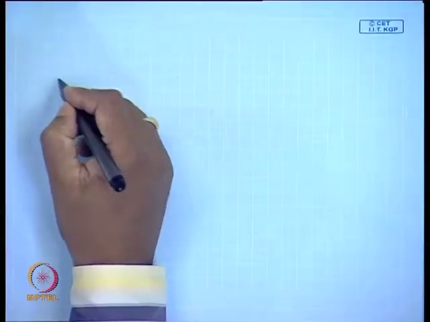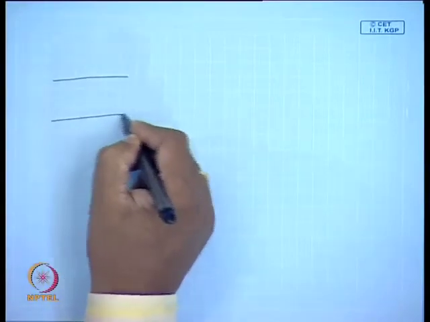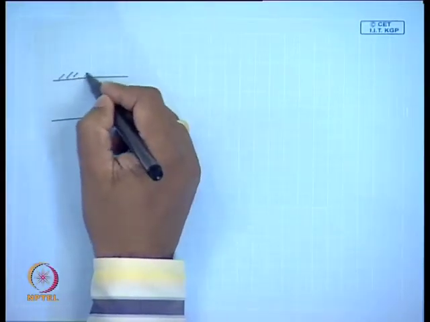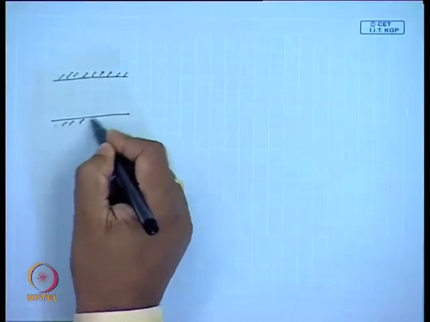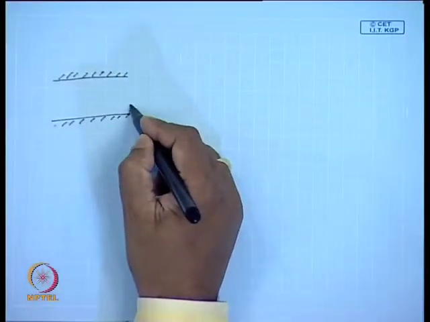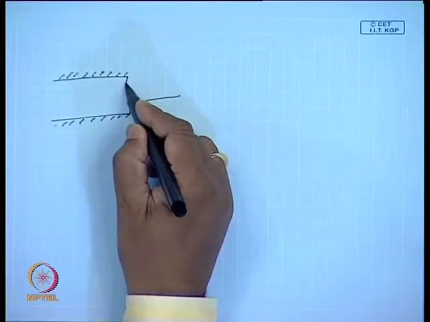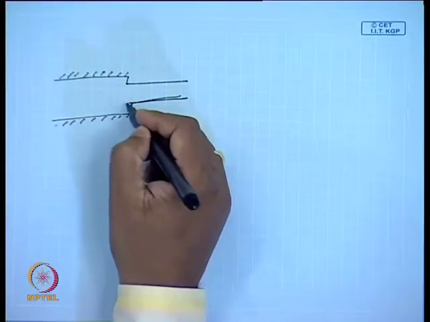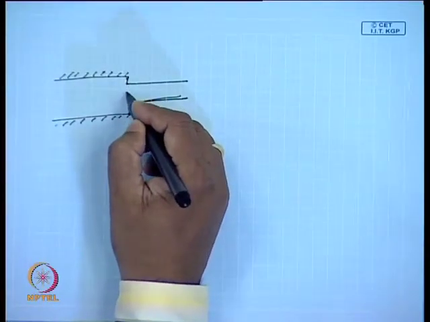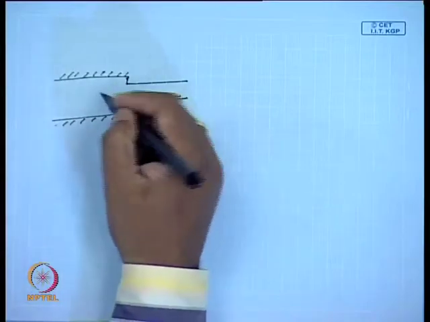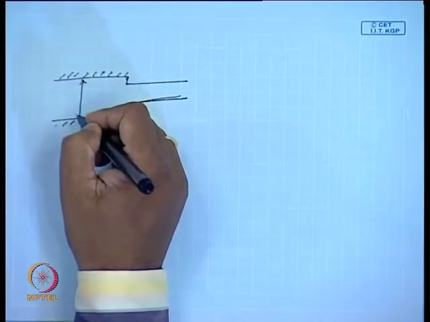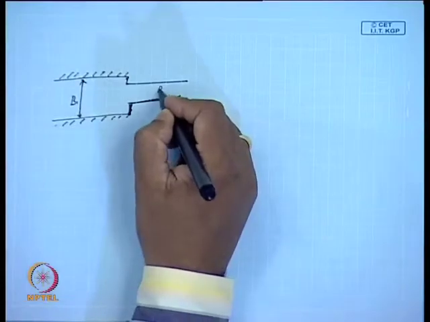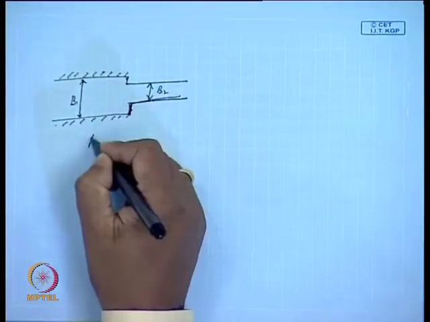Towards the end of the last lecture I started this, but I will repeat it again. Suppose I consider a channel of width b, and suppose there is an abrupt change in the channel width. Initially the width of the channel was b1 and then the width of the channel becomes b2. This is basically the plan view.